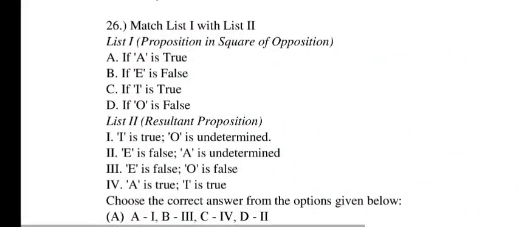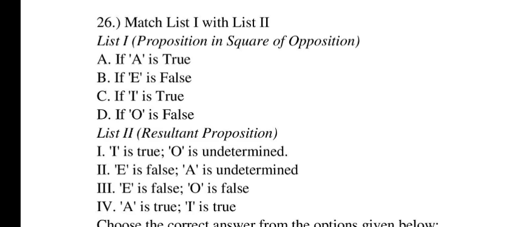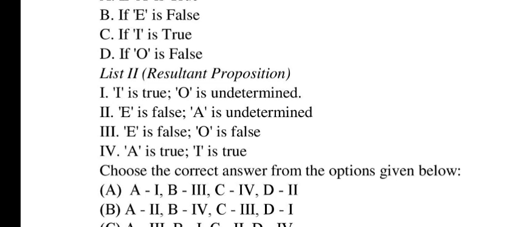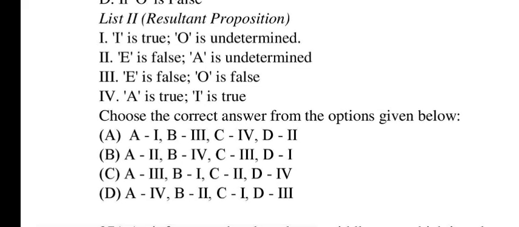26 says, match list 1 with list 2. In list 1 we have propositions in the square of opposition: A, if A is true; B, if E is false; C, if I is true; D, if O is false. List 2 gives the resultant proposition: 1, I is true, O is undetermined; 2, E is false, A is undetermined; 3, E is false, O is false; 4, A is true, I is true. Choose the correct answer from the options given below.